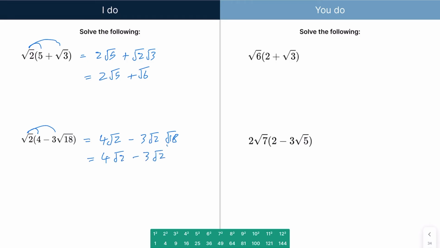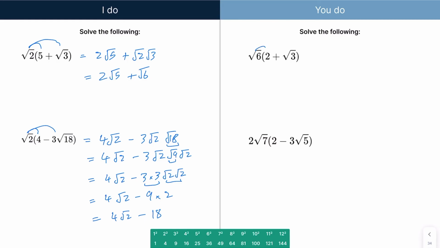Now, the root 18 here can be broken down into root 9 root 2. So that's 4 root 2 minus 3. And that root 9 becomes a 3. And then we're left with the root 2 root 2. That combines together. So we have 4 root 2 minus 3 times 3, which is 9, times 2, which is 18. And then that becomes 4 root 2 minus 18.